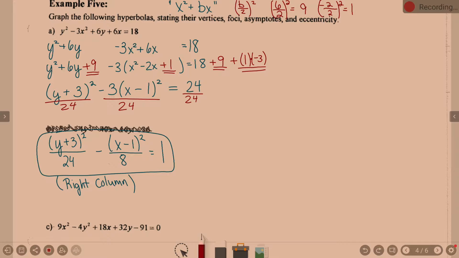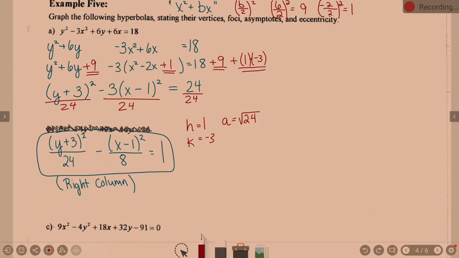let's go ahead and write our information down. H is what? One, because it comes from the x. K is -3. It comes from the y. A is the square root of 24.